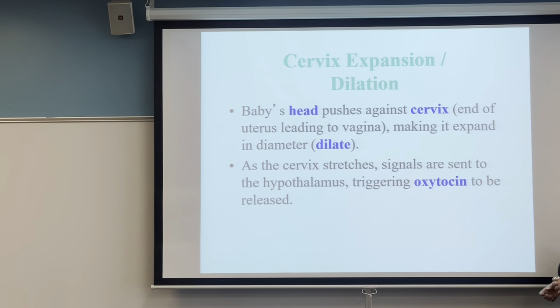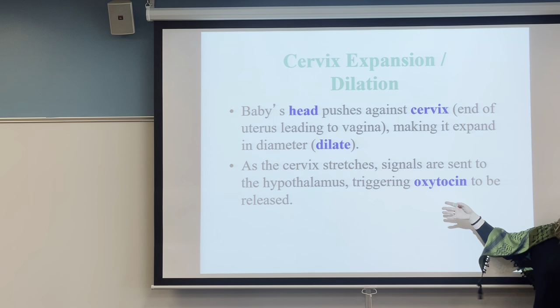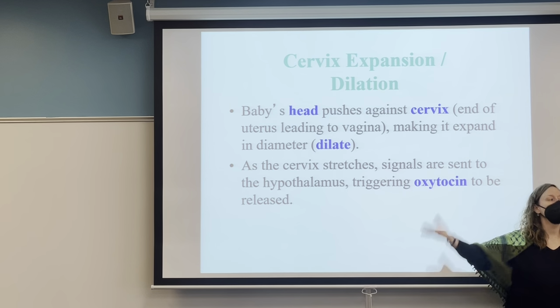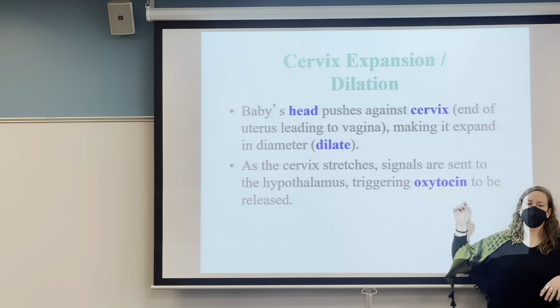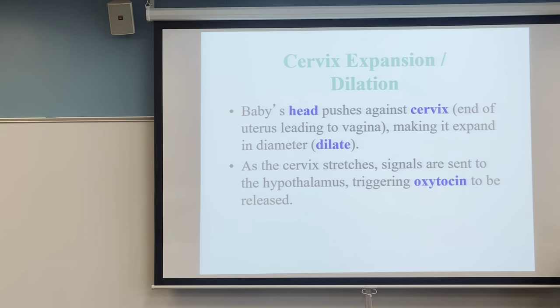When the cervix begins to stretch, signals are sent to the hypothalamus to release another hormone, which triggers oxytocin to be released from the pituitary gland. Oxytocin is going to say, hey, everything contracts more. Oxytocin also is going to trigger milk production.